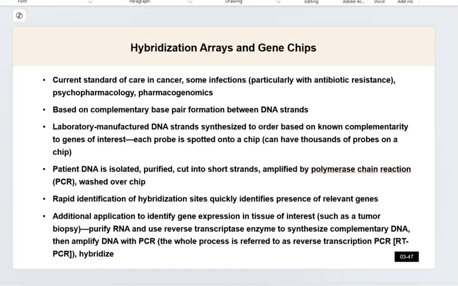We now know that in a lot of cancers, for example, we can use medications that can work with antibiotics or psychopharmacology, etc., to treat. We can have laboratory manufactured DNA strands synthesized. Each probe is spotted on the chip, and the patient DNA is isolated, purified, and cut into short strands. We have a lot of different hybridization going on in the world of DNA.